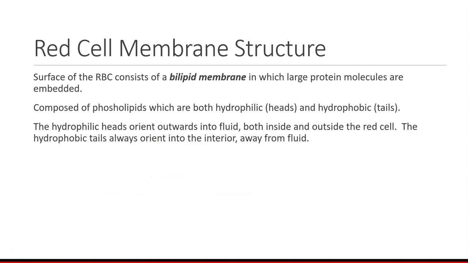It's important for you to have a basic knowledge of the red cell membrane structure. The surface of the red cell consists of a bilipid membrane in which large protein molecules are embedded. And they may not just be embedded, they may go all the way through. It's composed of phospholipids, which have both hydrophilic, water-loving heads, and hydrophobic, water-hating tails. The hydrophilic heads orient outwards into the fluid, both inside and outside of the red cell. The hydrophobic tails orient into the interior, away from the fluid.